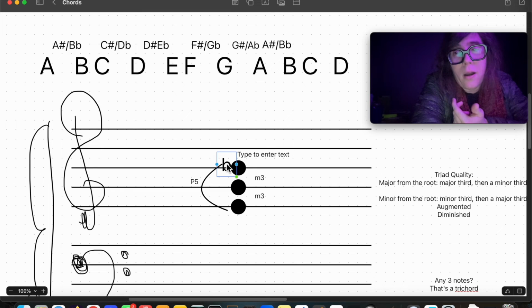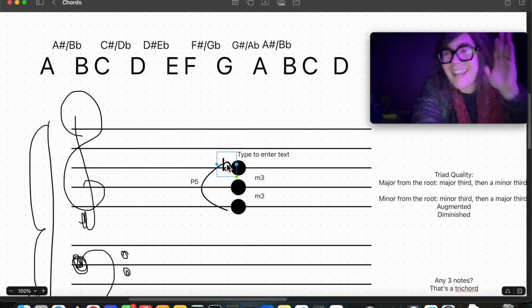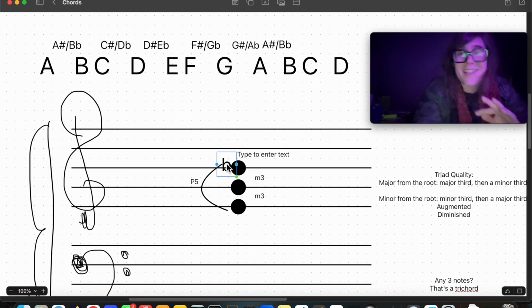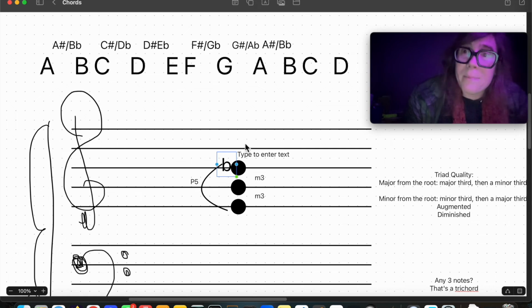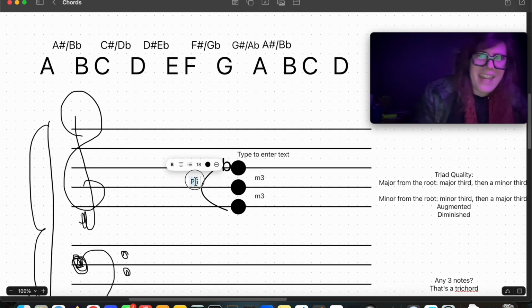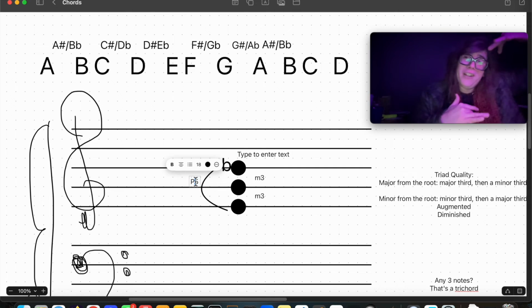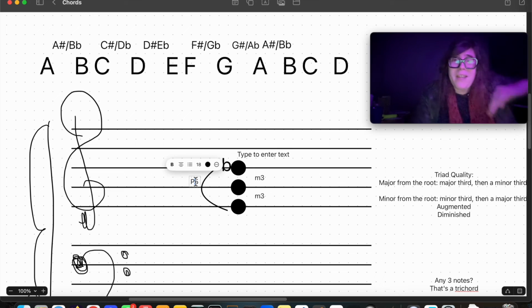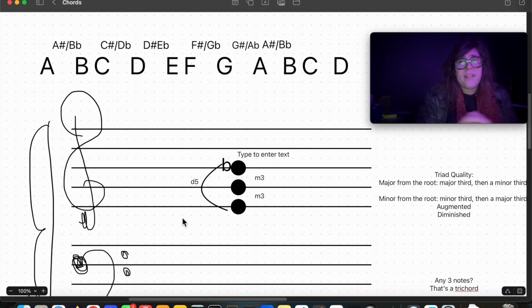Now, I can hear somebody watching this saying, yeah, that's not a perfect fifth anymore either. The E to B flat. You're absolutely right. It's a perfect fifth that's been smushed. It becomes a diminished fifth. I put a little lowercase d, d5. Now our graph is correct.